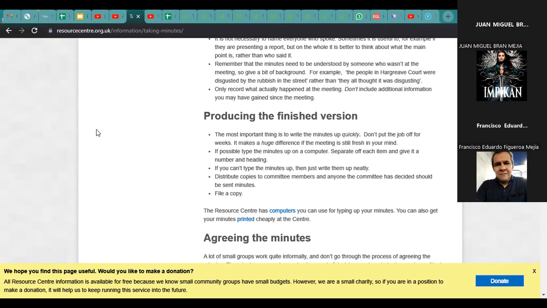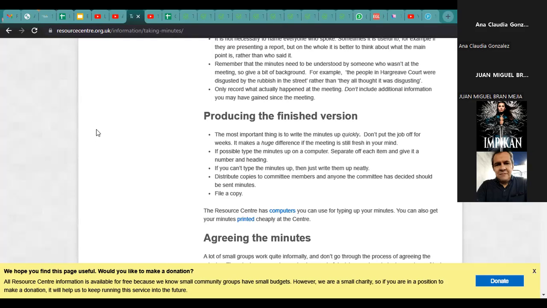Okay, teacher. The most important thing is to write the minutes out quickly. Don't put the job off for a week. It makes a huge difference if the meeting is still fresh in your mind. It's possible to type the minutes up on a computer, separate off each item and give it a number. If you can't type the minutes up, then just write them up neatly. Distribute copies to committee members and anyone the committee has decided should be sent minutes.